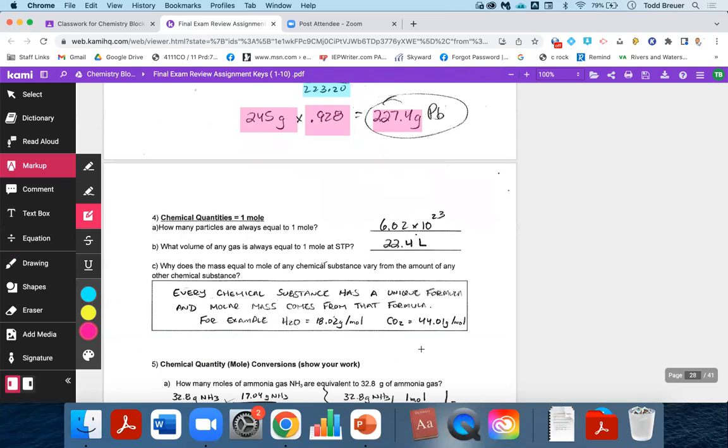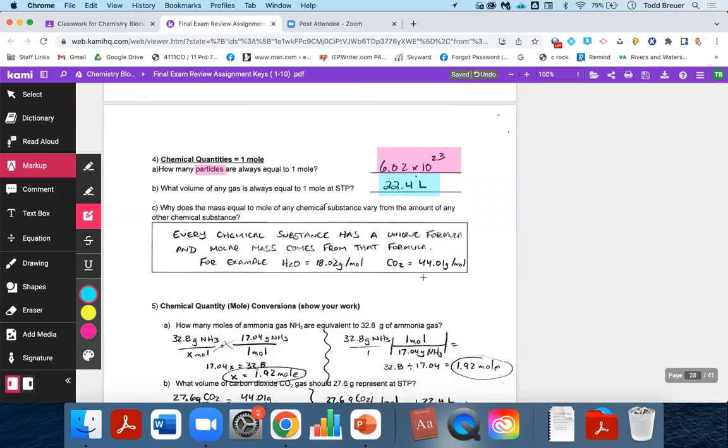Question 4 is really just some factual ideas. These facts really need to be owned to be able to deal with chemical quantities. How many particles are equal to 1 mole? Particles is always Avogadro's number, 6.02 times 10 to the 23rd. What gas volume is equal to 1 mole when the gas is at standard temperature and pressure? That's always 22.4 liters. Those are facts we should commit to memory.